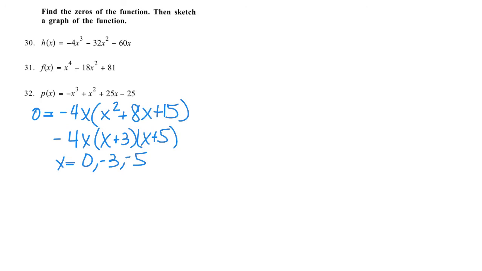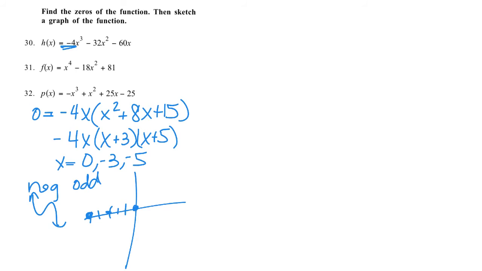It's only 0 when there's an x in front of the parentheses. Now this started negative and odd, so I'm going to draw it. 0, negative 3, negative 5. Negative odd starts up high and ends down low. So I'm going to start up high, go through each of my zeros, and end negative. And that's my sketch.